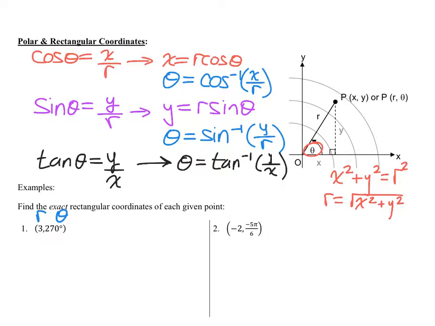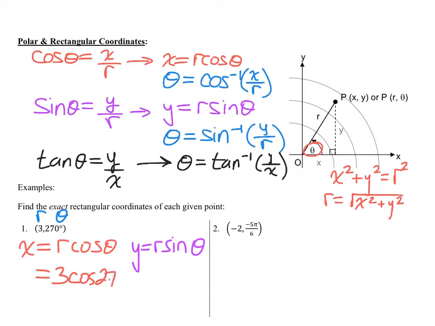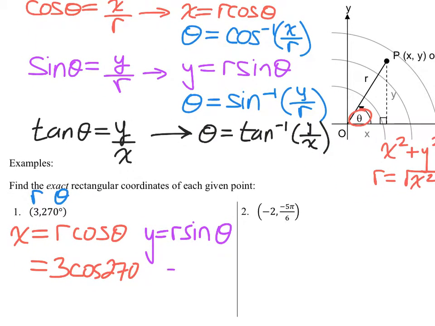I have an equation where x is all alone on one side. x is equal to r cosine of theta. And I have one for y also. y is equal to r sine of theta. So my r value is 3. Cosine of 270. And then 3 sine of 270.